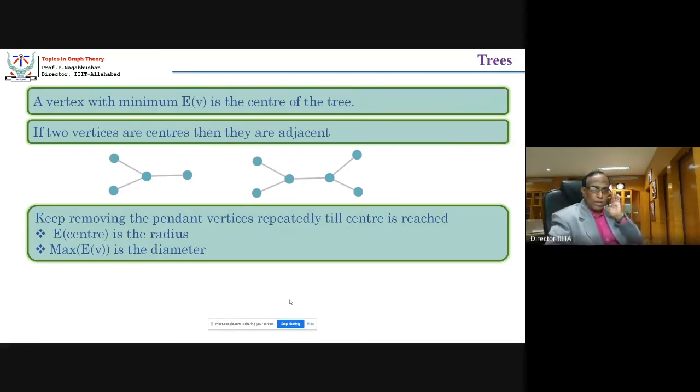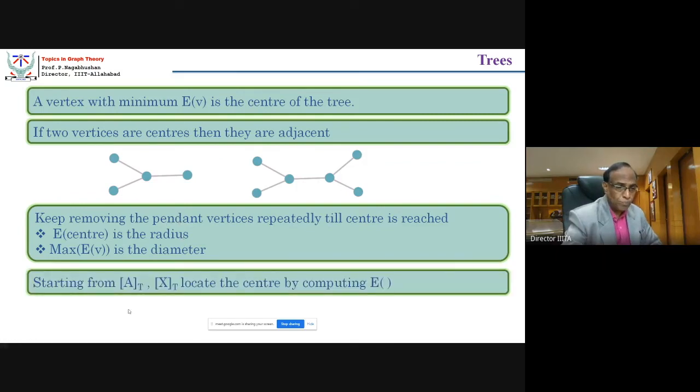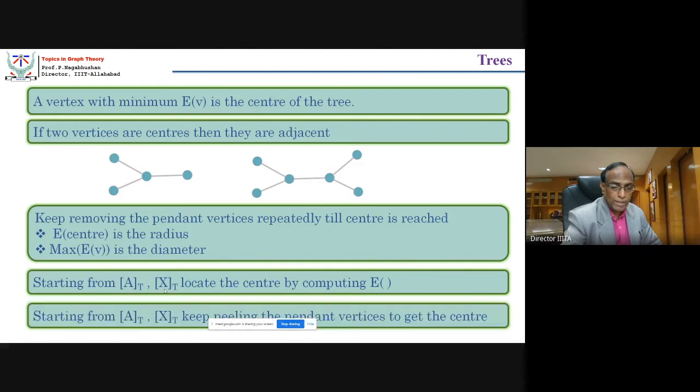So there are two algorithms to find the center of a tree. One by tabulating the eccentricity, another by peeling off the pendant vertices. Okay. Now you have got to prove why peeling off pendant vertices shall not disturb the location of the center. That you have got to prove. Okay, you can prove that. So the eccentricity of the center is the radius, the maximum eccentricity is the diameter, which I have just told you now.